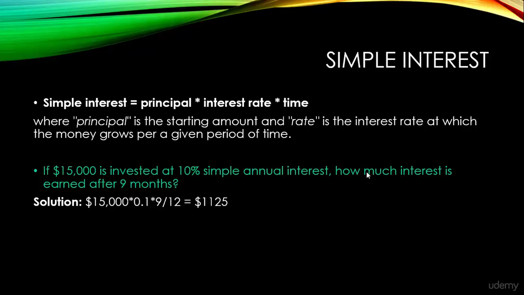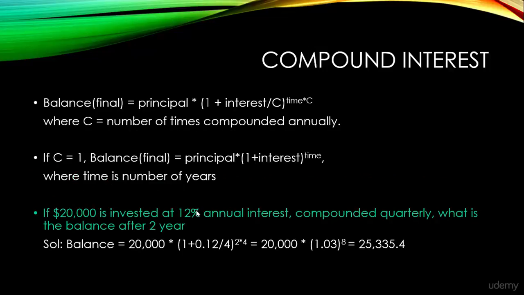Example: if $15,000 is invested at 10% simple annual interest, how much interest is earned after 9 months? So it would be $15,000 times 0.1 times 9/12, which is equal to $1,125.